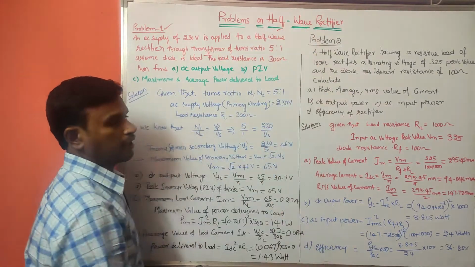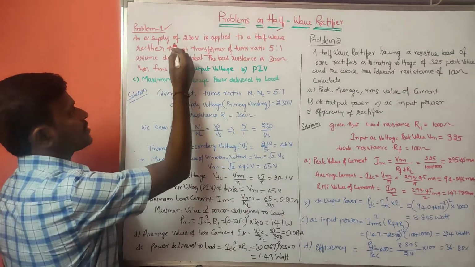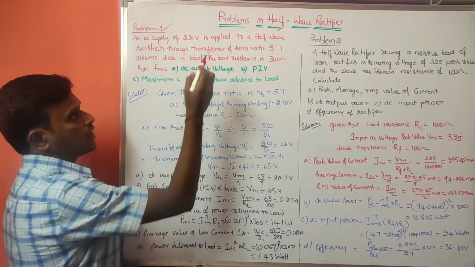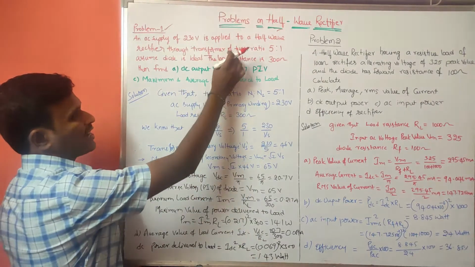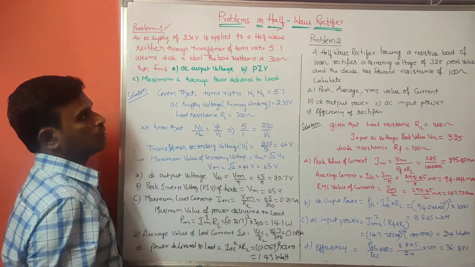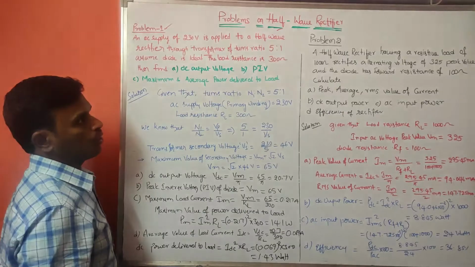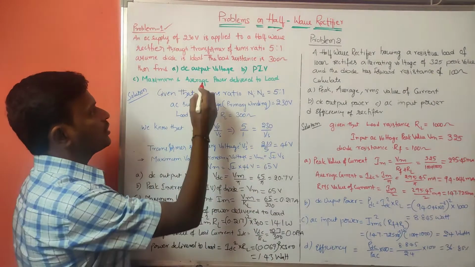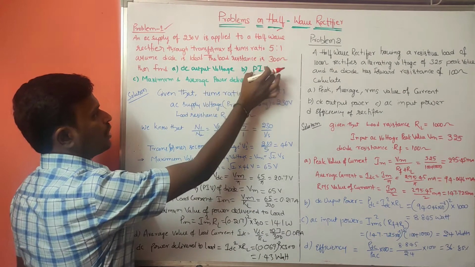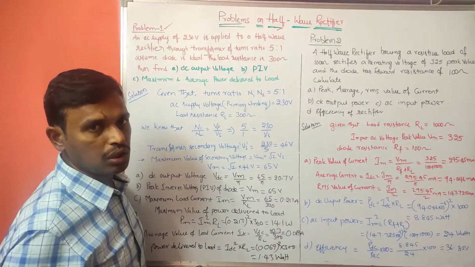Problems on half-wave rectifier. The first problem we have is: an AC supply of 230 volts is applied to a half-wave rectifier through a transformer with turns ratio 5:1. Assume the diode is ideal. The load resistance is 300 ohms. Then find the DC output voltage, peak inverse voltage, and maximum and average power delivered to the load.